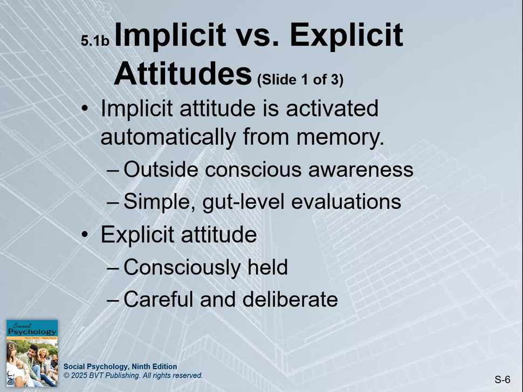Let's begin talking about our implicit and explicit attitudes. An implicit attitude is activated automatically from our memories. So we might not be consciously aware of that. That's when people have simple gut level evaluations, and they might say, it's just a feeling. It's a gut level evaluation. Okay, the second type of attitude is called explicit, and that is an attitude that is consciously held and is careful and deliberate.